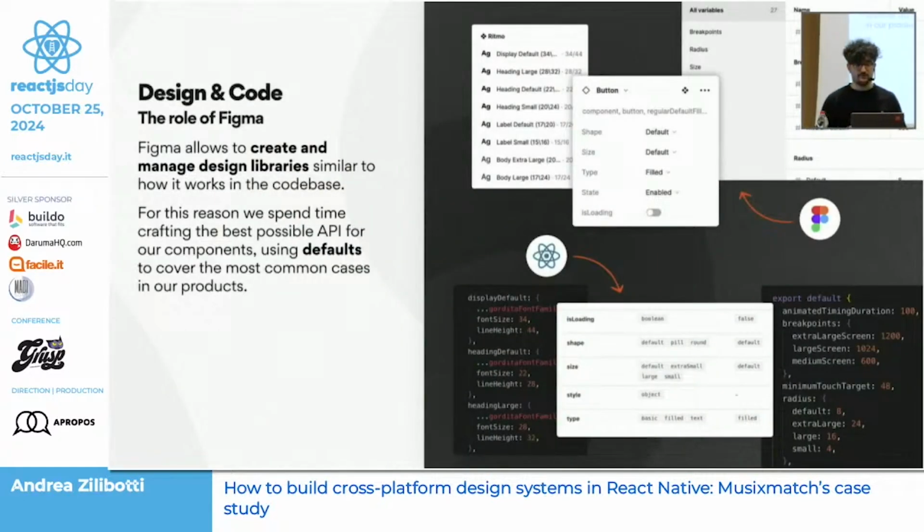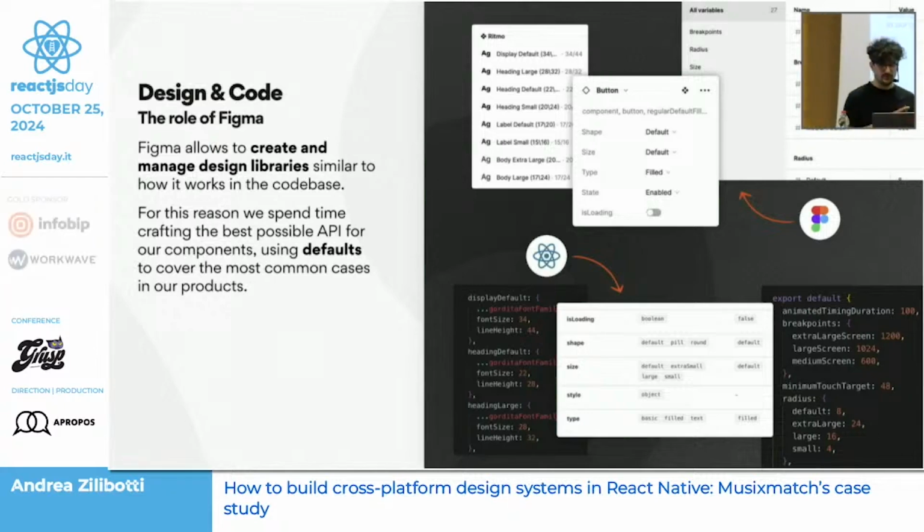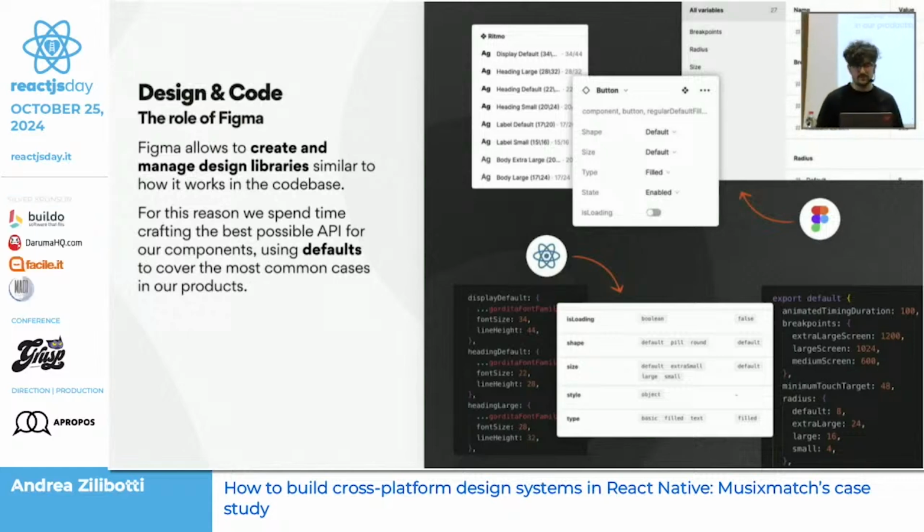Of course, since tools matter, Figma plays a key role in maintaining our library. We create all the variables and all the configuration that you were seeing before about the carousel in Figma, and Figma is very similar to how we then develop the libraries in the code. Not 100% the same, of course, but very similar.